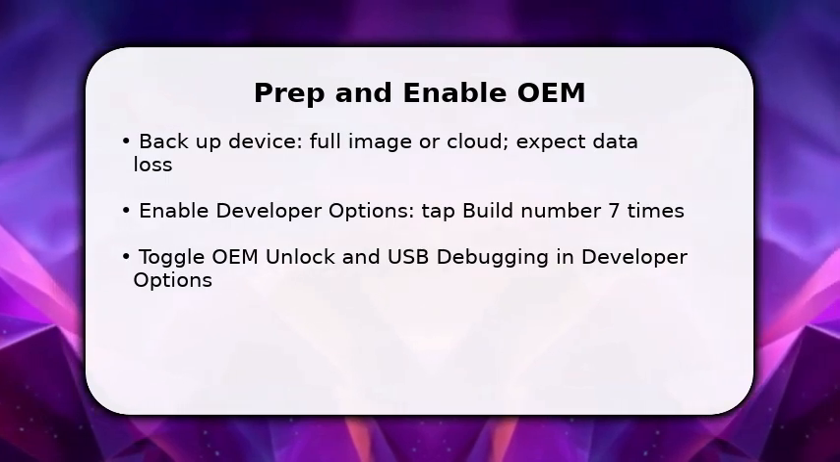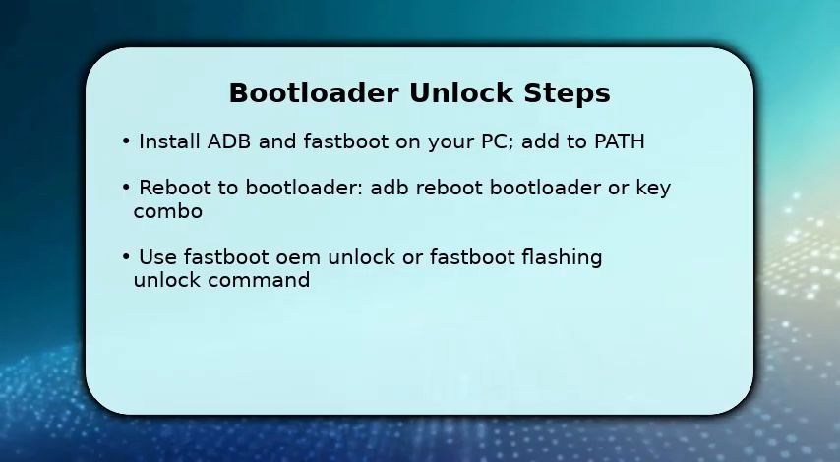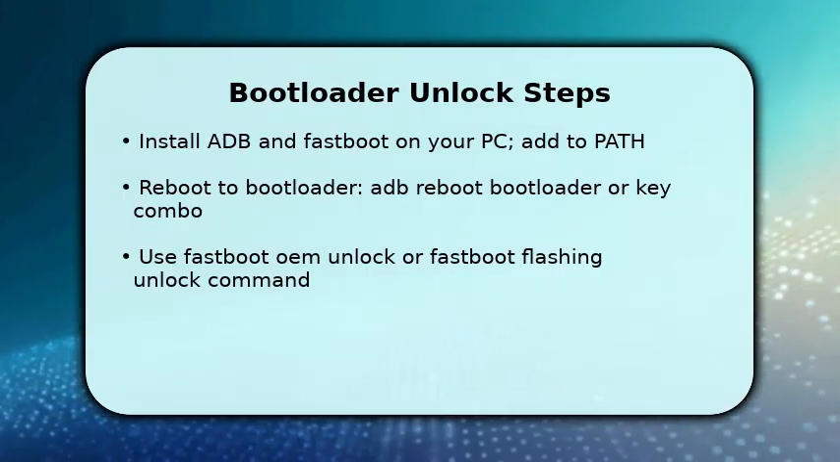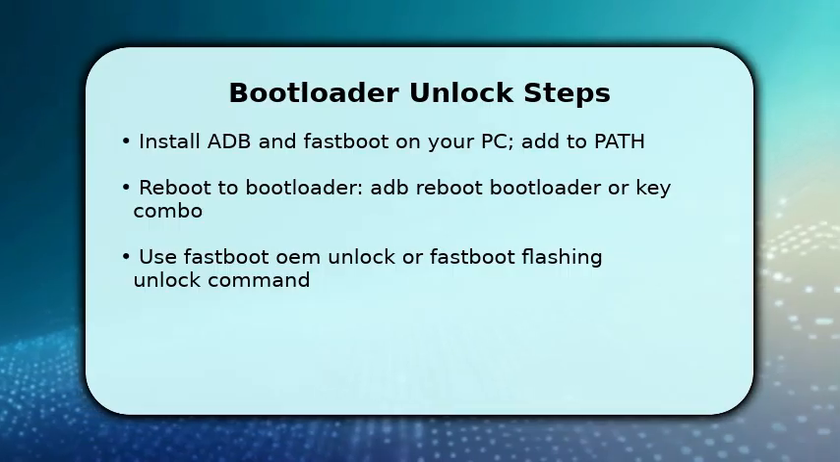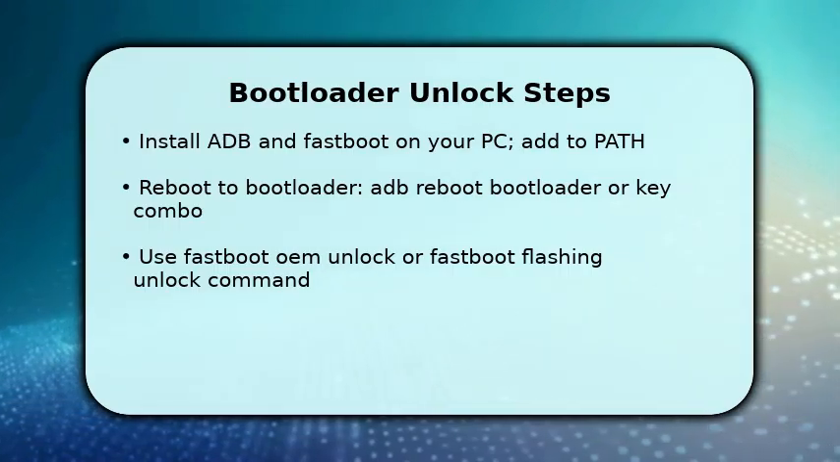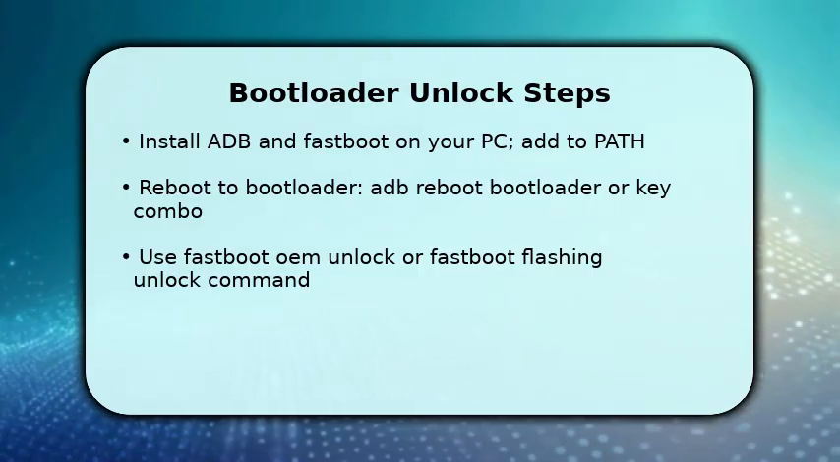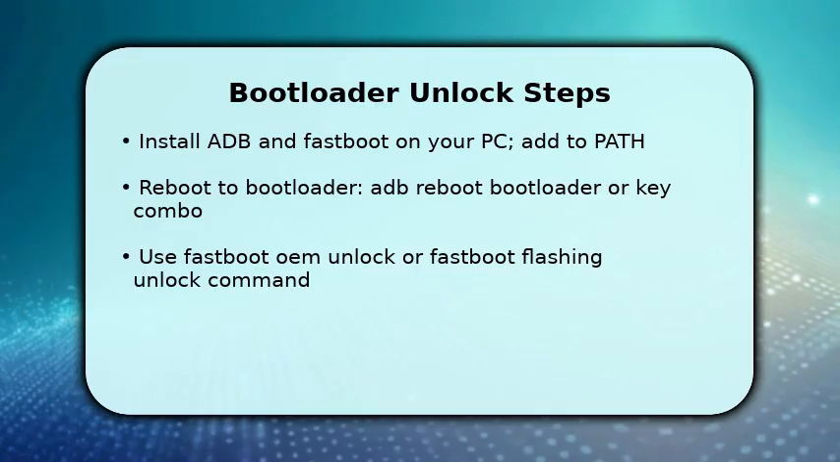become active. You'll now perform the unlock with ADB and Fastboot, which talk directly to the bootloader. First, confirm your PC recognizes the device with adb devices. If it shows unauthorized, accept the prompt on the phone. Reboot to bootloader using adb reboot bootloader or the device key combo.